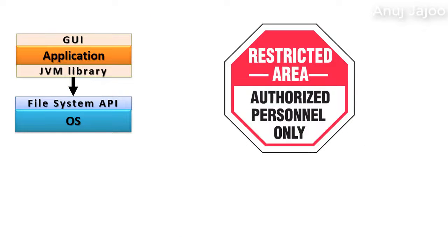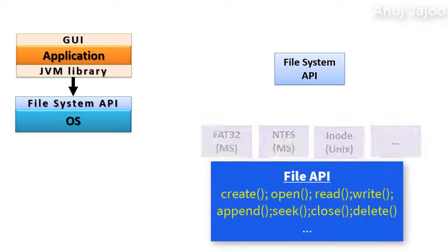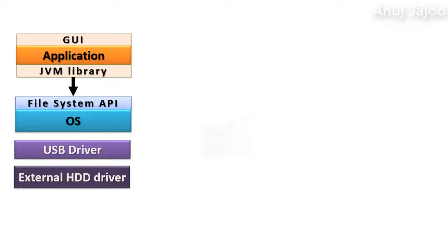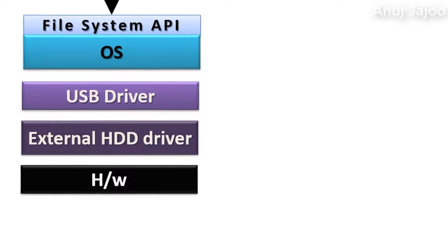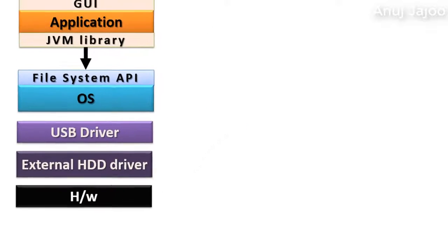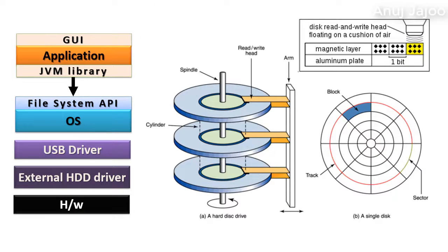The OS would check if the user and the process have the required permission to access and write on the given file. Then internally, the file API will translate the call to the appropriate file system specific calls. Now, the drivers will translate this to the hardware level command. In this case, since the external hard disk is connected through USB, two layers of drivers will be required. Finally, the data is written to a particular track via the read-write head.